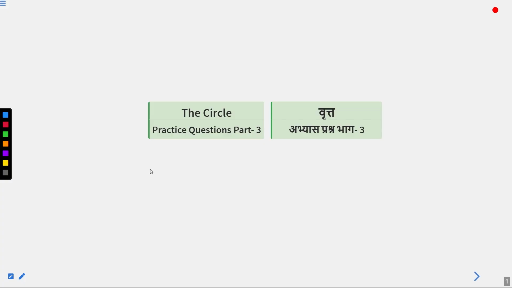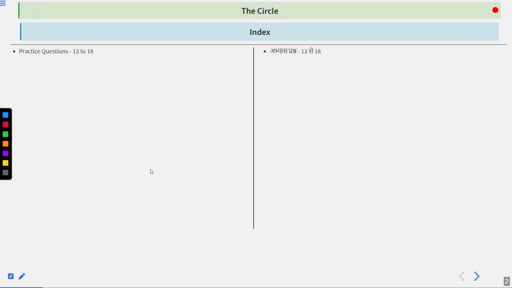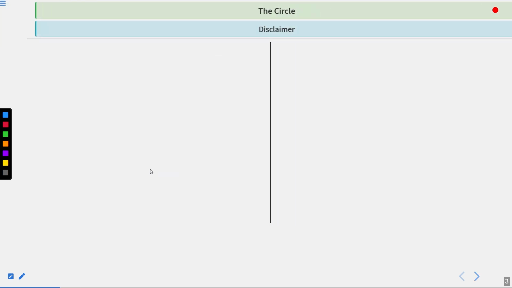So in today's lecture, we will practice some more questions based on the circle. In this lecture, we will start from question number 13.